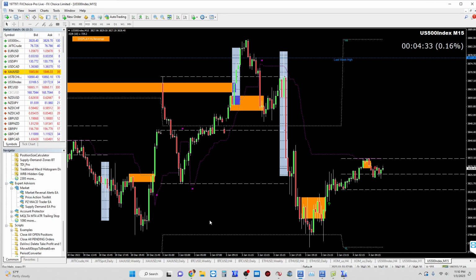I like to look at a weekly fractal basis, like a weekly H4, and then the 15-minute governs my daily bias.